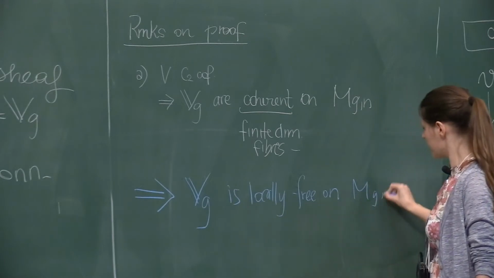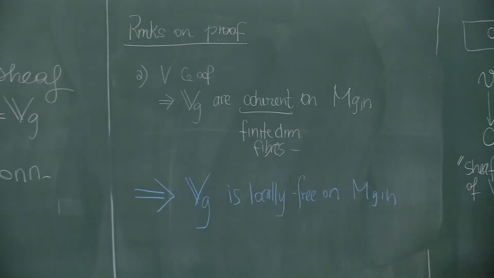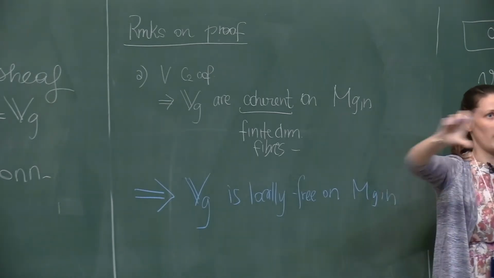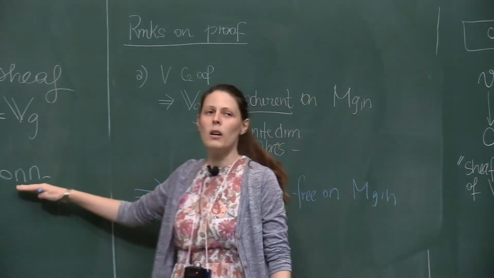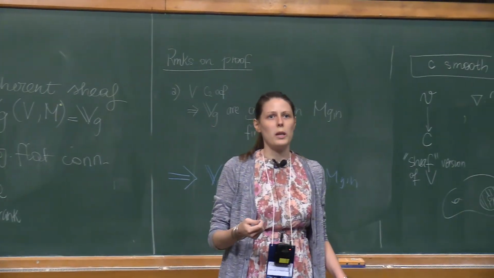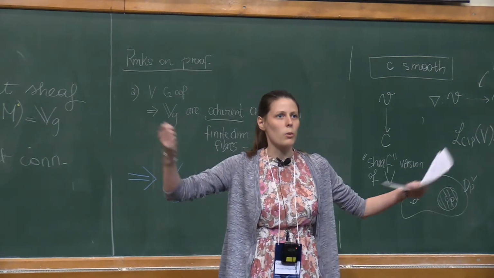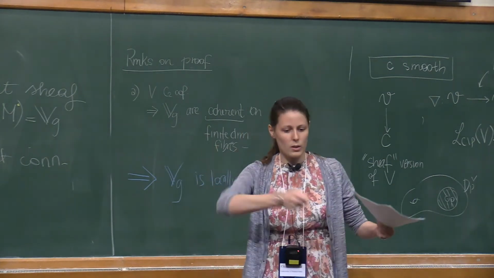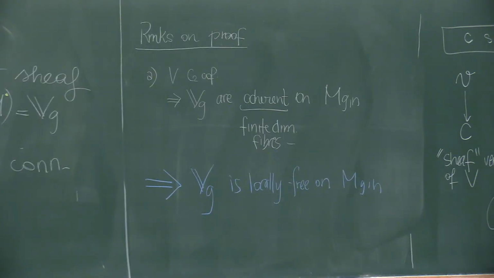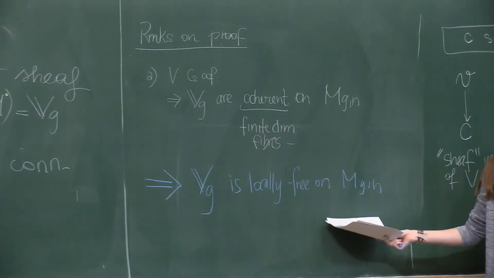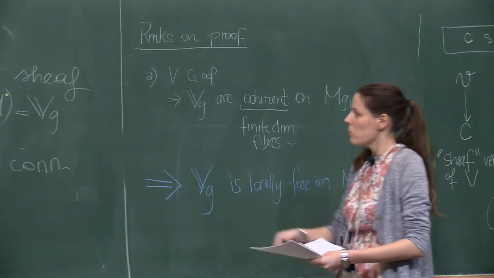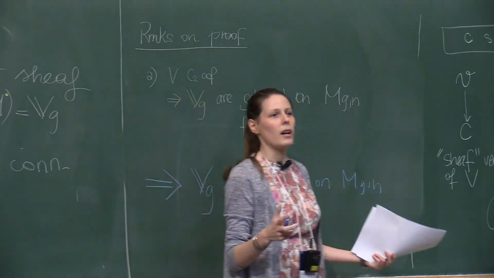on MGN. Why? Well, because if you have a sheaf which is finitely generated, it's coherent, all the fibers are finite dimensional, and you have a projectively flat connection, you can show that there cannot be any relations. If you have a relation, you can always do some induction to decrease the number of generators. And so you can show that it's really locally free there. So on the open part, we already are in good shape.